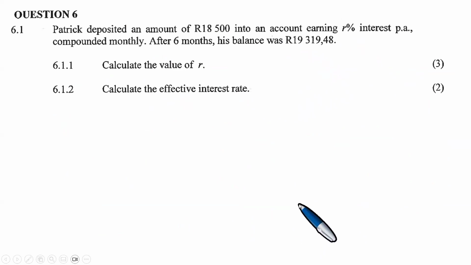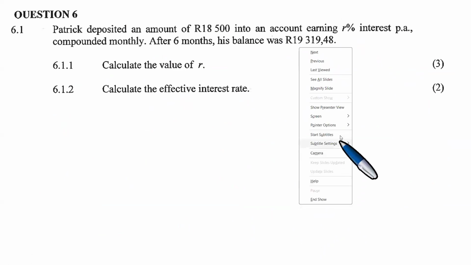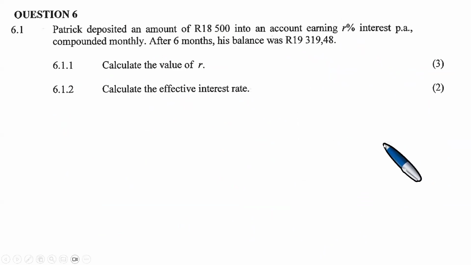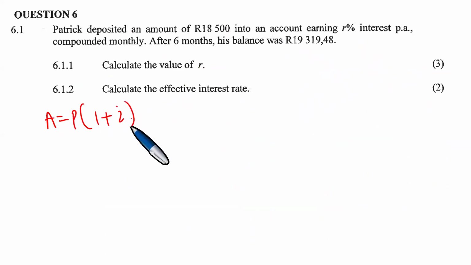What formula do we use to find the value of R? Who knows? We use the compound formula. Well done. Thank you so much, Tando. Compound interest: 1 plus i to the nth power.